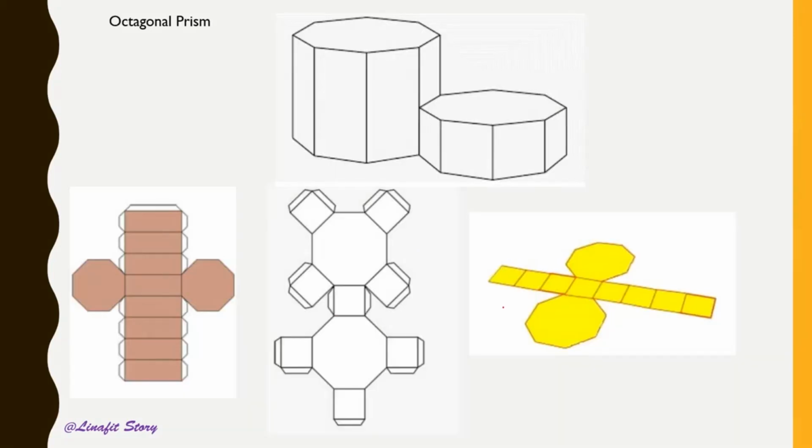Now take a look at the nets of octagonal prisms. Let's say this is prism A and this is B. Prism A consists of 2 octagons and 8 rectangles, while prism B consists of 2 octagons and 8 squares.